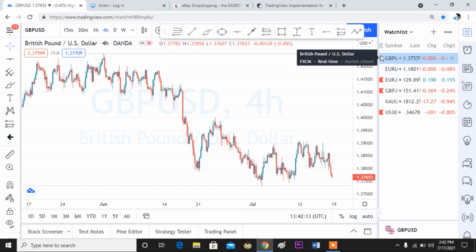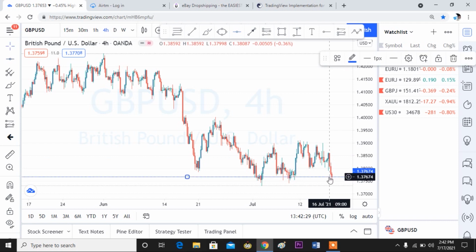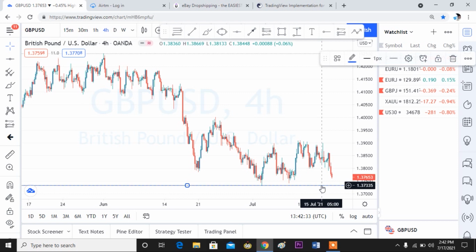So this is the GU chart, and the current price level is 1.37653. Now, how do we identify the psychological level here on GU? The same principle we applied on GJ is what we're also going to apply. Now, the first thing, look at the current price level before the market close. The market closed at 1.37653. Remember, we said psychological levels end with 00. It can be 00, 000, and so on, depending on the pair we're trading.